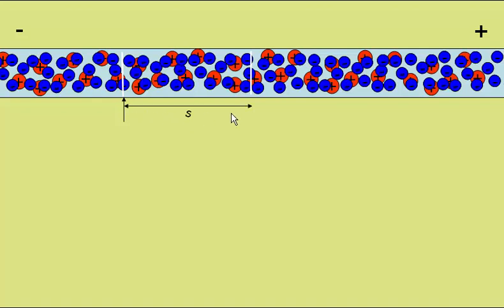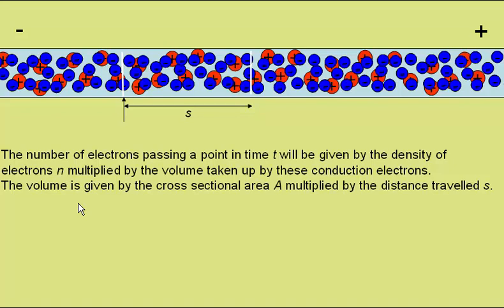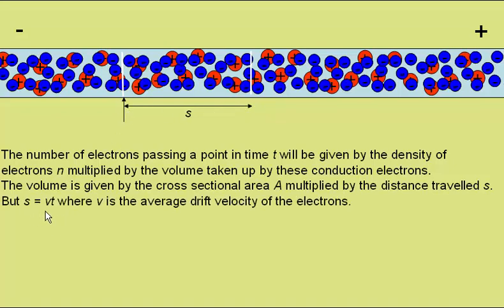Here we have the wire of length s. So the number of electrons passing this point in time t will be given by the density of electrons in this region, which we can call n, multiplied by the volume taken up by these conduction electrons, the volume of the wire in this region. The volume is given by the cross-sectional area A of the wire, multiplied by the distance travelled, s. But the distance travelled is given by vt, where v is what we call the average drift velocity of the electrons.